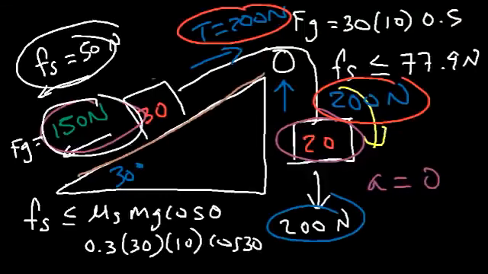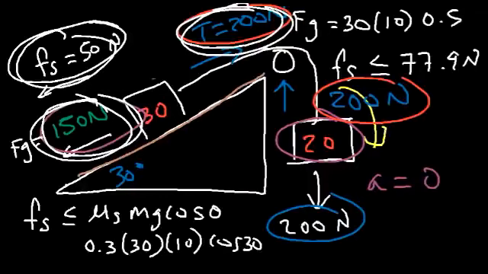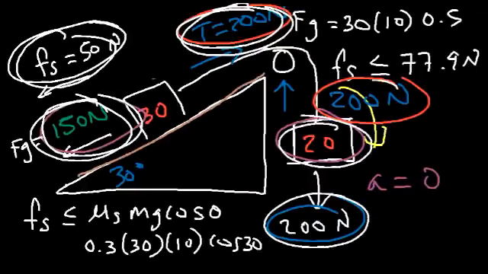So these two forces must balance out with the tension force. And so the net force of the 30-kilogram object is 0. 200 minus 50 minus 150 is 0. And the net force of the 20-kilogram object is 0. 200 minus 200 gives you 0. So everything is at rest in this particular case.